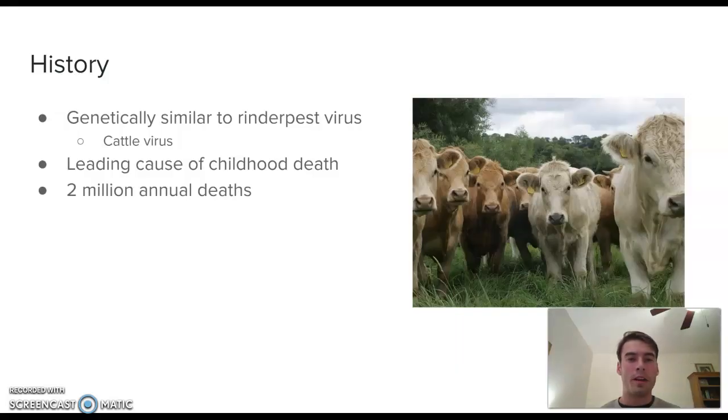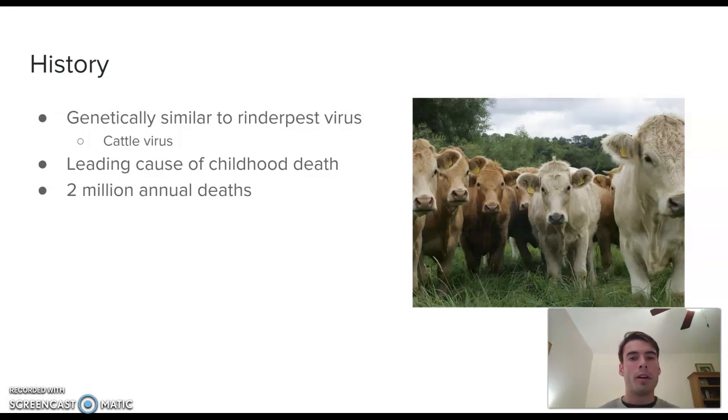So I'm going to start off by giving a brief history of measles. The measles virus is genetically similar to rinderpest virus, which is a virus that is found in cattle. So it's thought that measles first entered the human population when humans were interacting closely with cattle, probably about 5,000 to 10,000 years ago. There's no historical evidence for this, nothing written down of the first cases of measles, but it's our best hypothesis for when measles virus entered the human population.